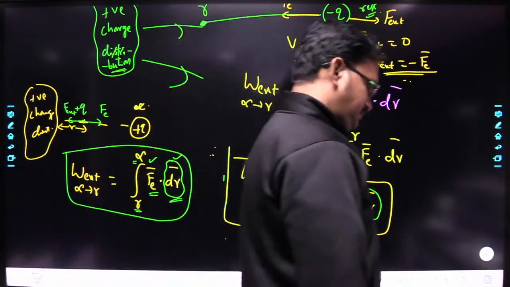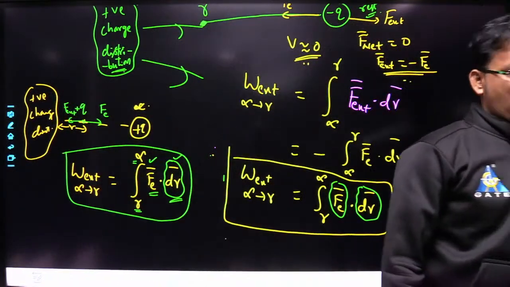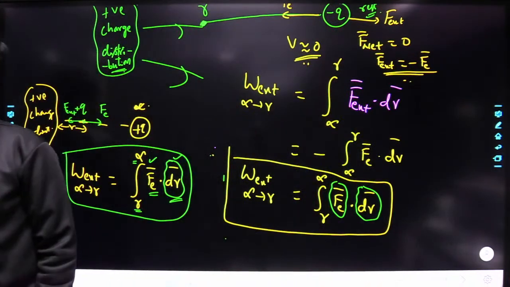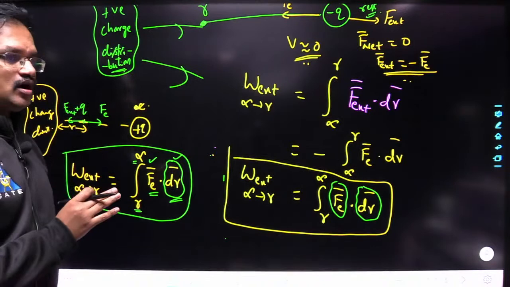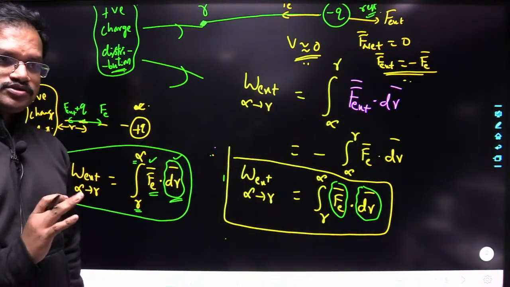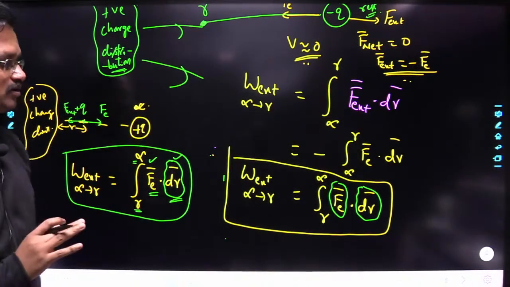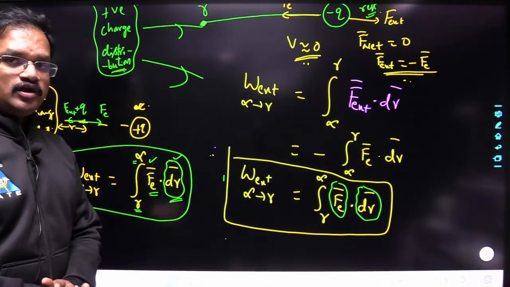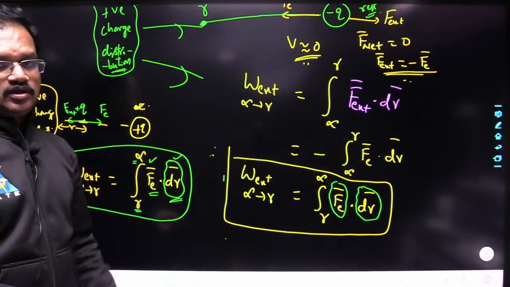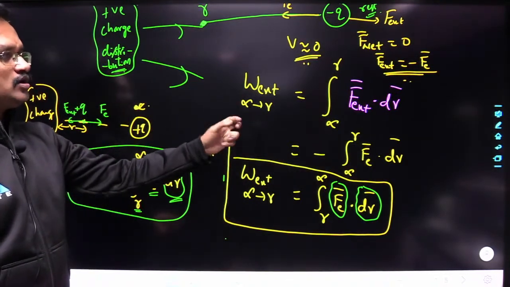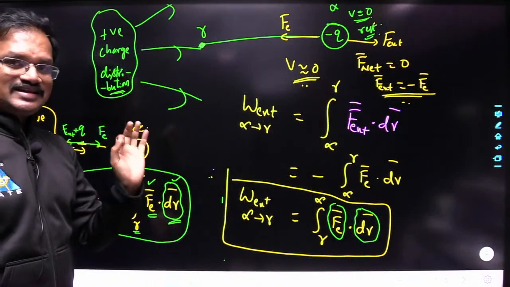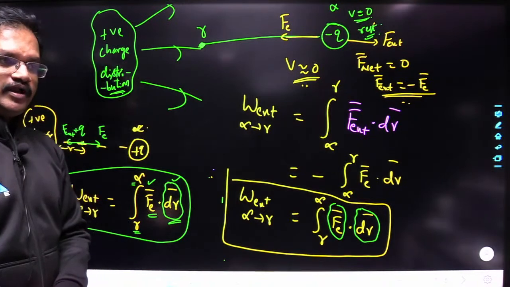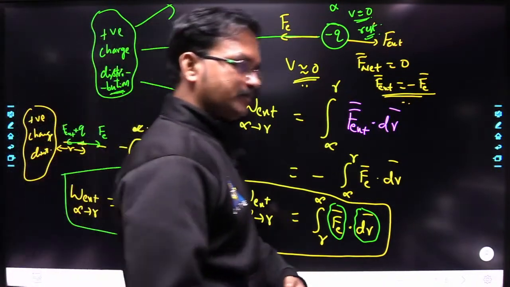So don't worry about these positive signs, negative signs and all these things. Just follow the concept and apply the procedure. That is what is important. The result will be automatically taken care of if you follow the concept and procedure. If you understand these concepts clearly, then you won't make any mistakes while calculating the problems.